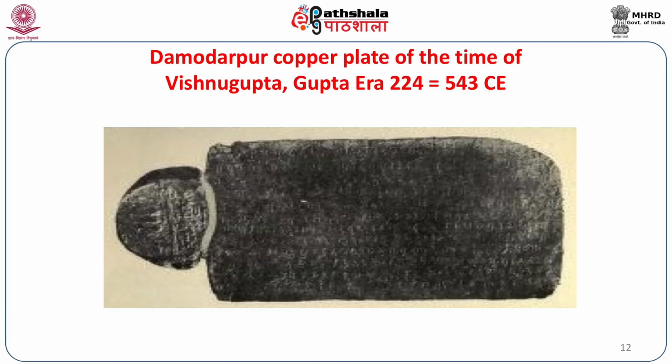This is a picture of the Damodarpur copper plate of the time of Vishnugupta, about which I have already told. This has been dated in the Gupta era 224, that comes to 543 CE. You can see the rectangular shape of the copper plate and the seal, but this seal is not the dynastic seal of the Guptas. This is actually the seal of the local Adhikarana. Adhikarana means the office, and this office was the authority for the buying and selling of the land in that locality.